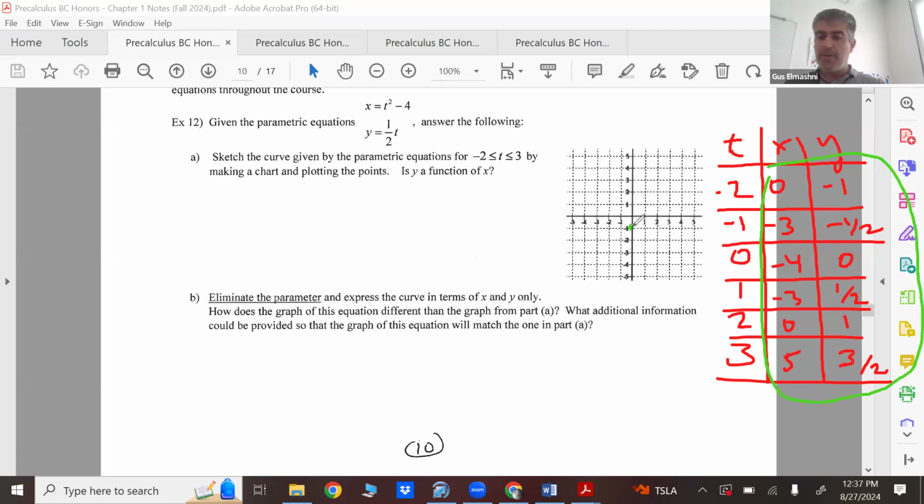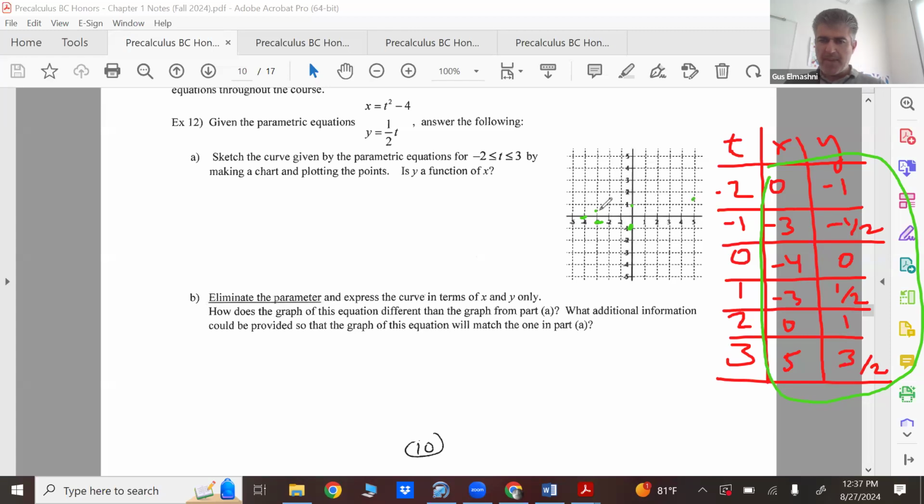So the points are 0, -1, then -3, -1/2, then -4, 0, then -3, 1/2. So it's totally not a function because it's going to fail the vertical line test. Then 0, 1, and 5, 3/2.